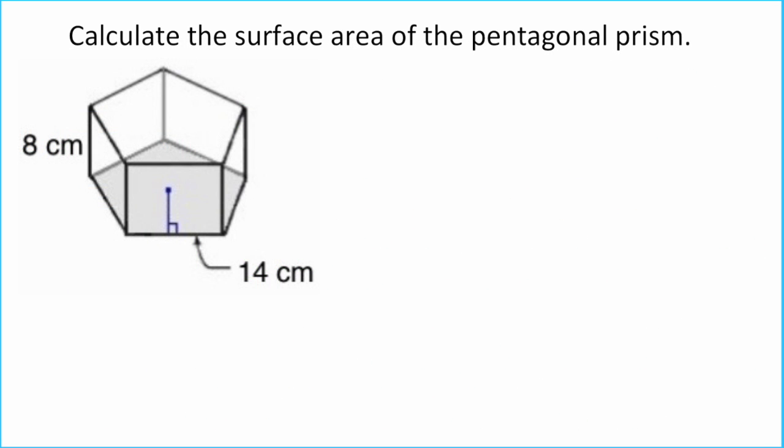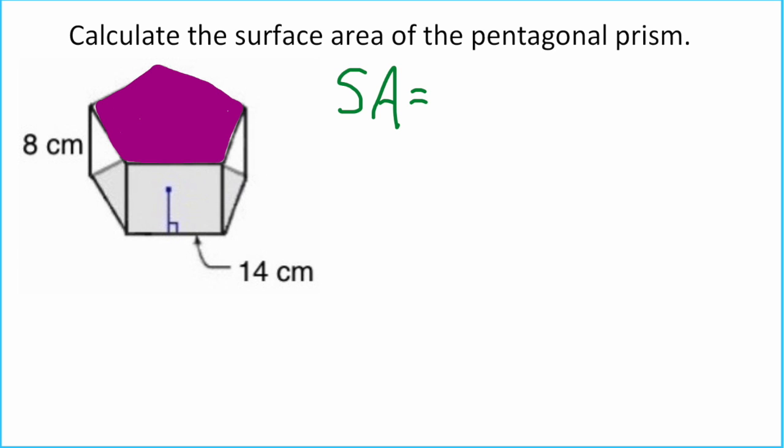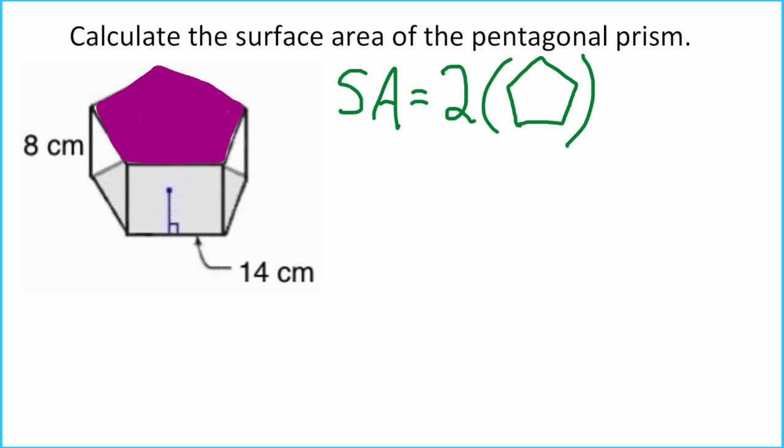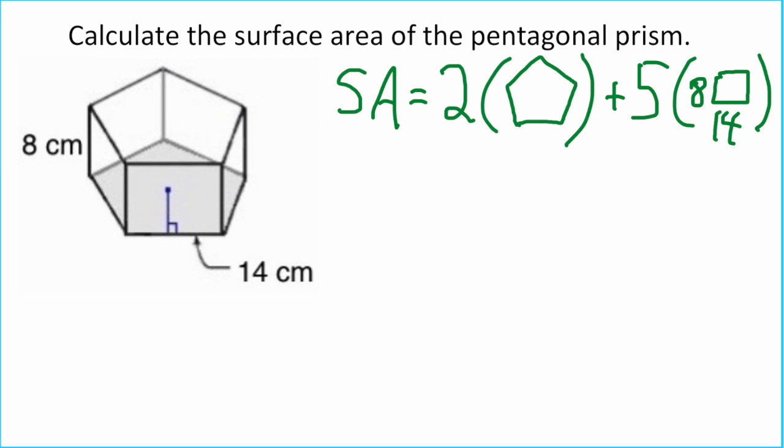Let's take a look at another one here. This one's going to be a little harder. We have a pentagonal prism. First, we have to understand what kind of sides we have and how many there are. If you look at the top and the bottom that was shaded, those are pentagons, and there are 2 of them. We would then have 5 rectangles. Now we know the dimensions for the rectangle. They're 14 by 8. But we still have to find the area of our pentagons.